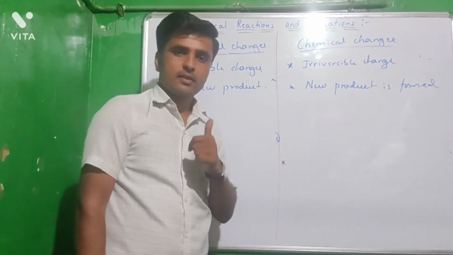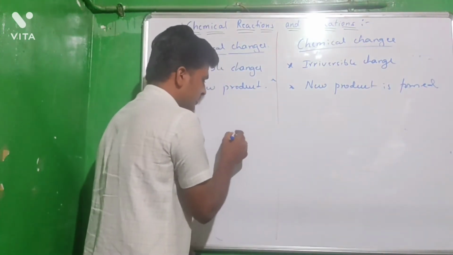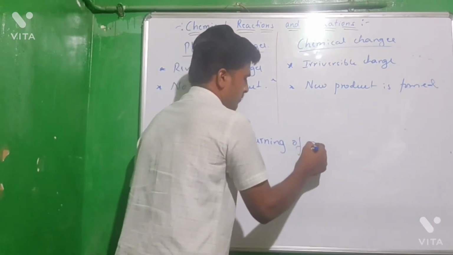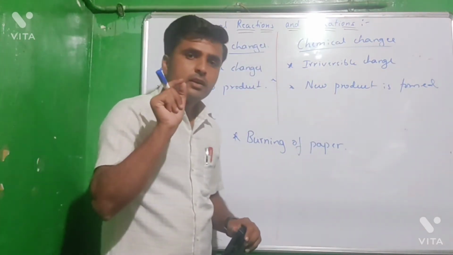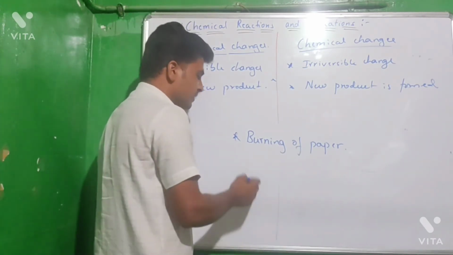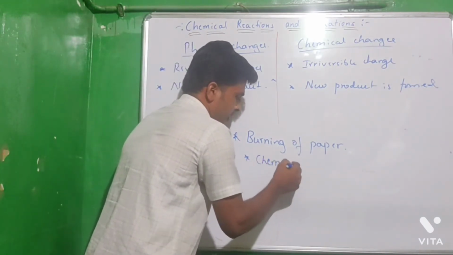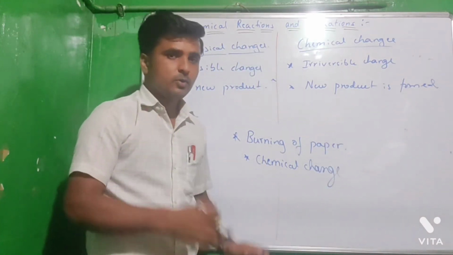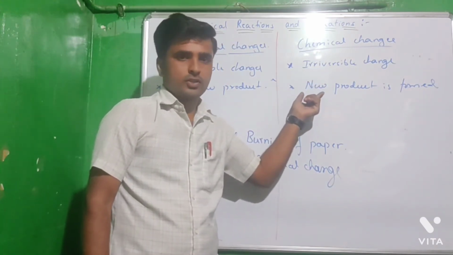For example, burning of paper. Is it a chemical change or a physical change? I said it is a chemical change. Why? Because listen here, chemical change means we know that it is an irreversible change, and there is a formation of a new product.